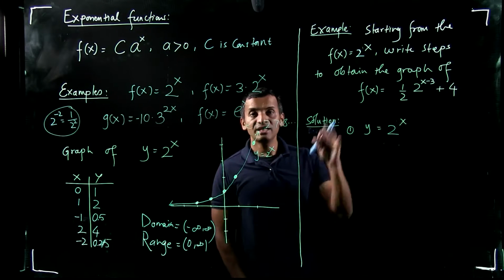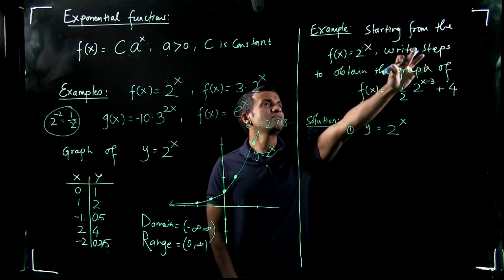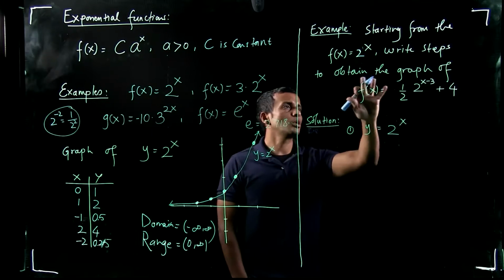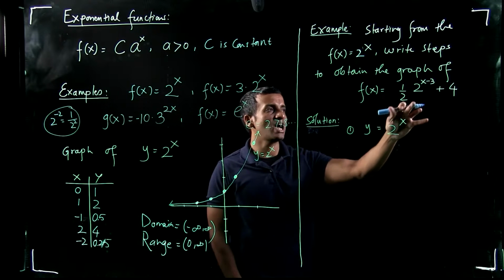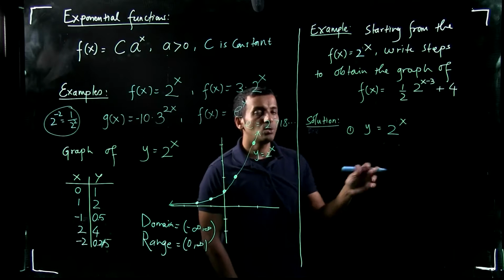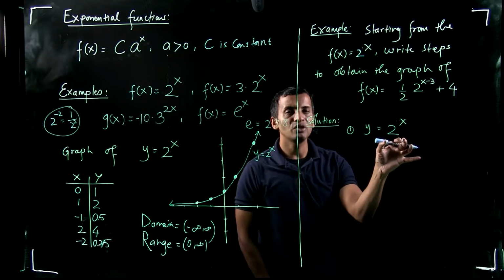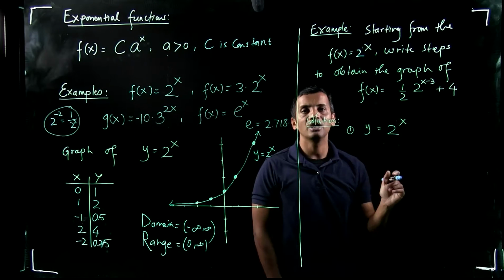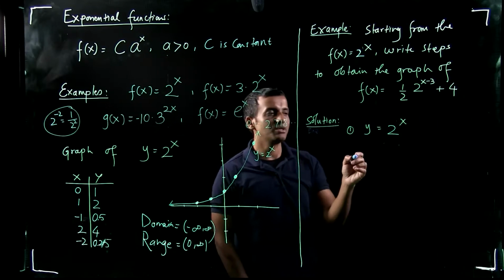Okay, let's take another example. Starting from the graph of f(x) equals 2 to the x, write the steps to obtain the graph of f(x) equals 1/2 times 2 to the x minus 3, plus 4. Okay, so what we do is we start from 2 to the x and we want to get x minus 3, and then times 1/2, and then plus 4. So what is the next step you do?